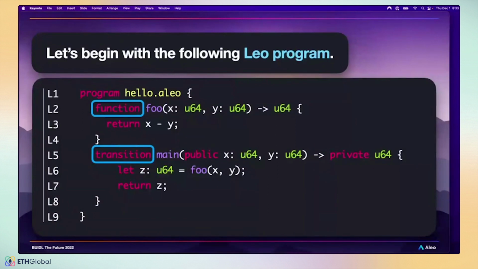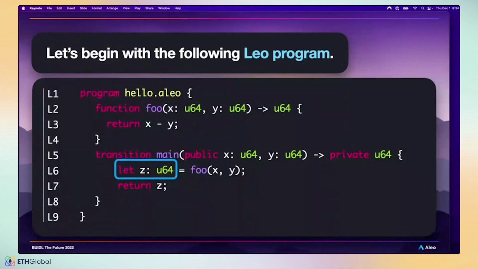Now, the distinction between a function and a transition is that a transition forms the external interface of your contract. These are the transitions that are actually created in the record model. Transitions have the ability to take in records as input and provide records as output. And transitions also have the ability to declare visibility on their inputs as well. You can think of functions as effectively like helper functions in your code, but when interacting with your program as a user, you're invoking transitions.